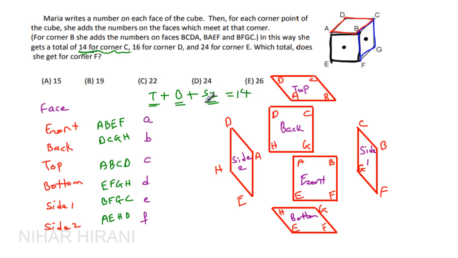Now I will write this information in simplified form. For the top, which letter have we considered? For top it is small c. For the back side we have taken letter b, and for side 1, this side, we have taken letter e, that you can see here. So I can say c plus b plus e is equal to 14. Now instead of these things, I will write the letter that I have assigned.